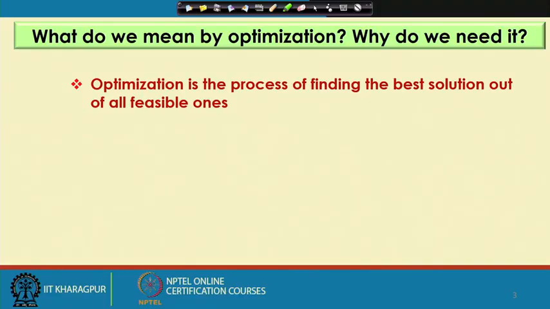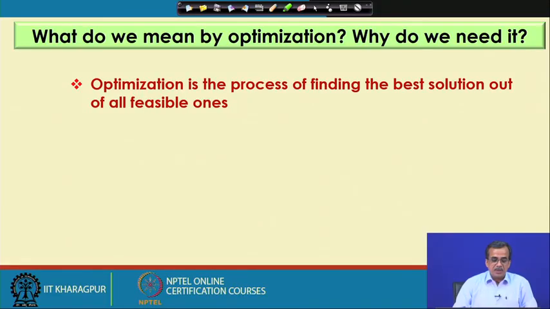Let me start with the definition of the term optimization, that is, what do you mean by optimization? Optimization is the process of finding the best solution out of all the feasible ones. Now, let me take one very simple example.